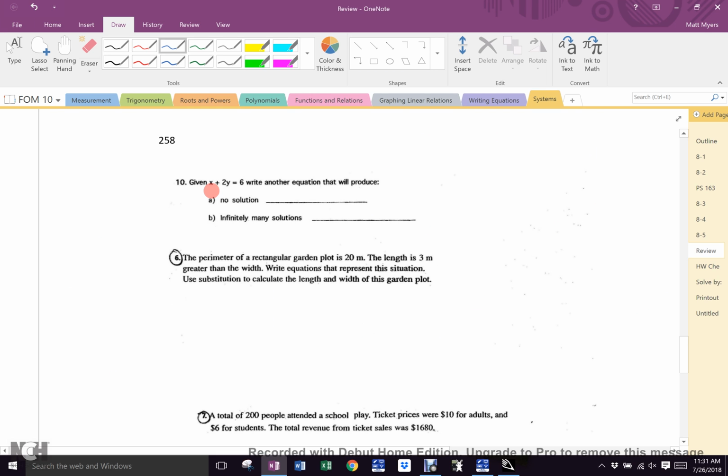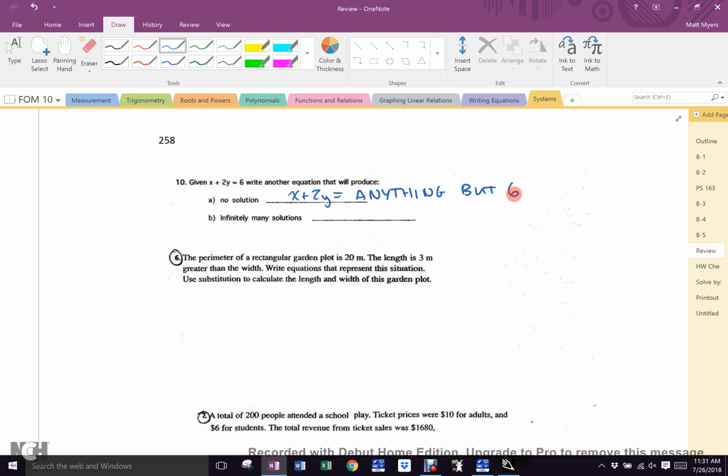Now, number 10 has infinite answers, so be careful. If there is no solution, then what's the only part of that that would change? No solution means they are parallel, so it would have the same slope. What part of that doesn't affect slope? The 6. So as long as you have x plus 2y equals anything but 6, you get your mark. Anything but 6.